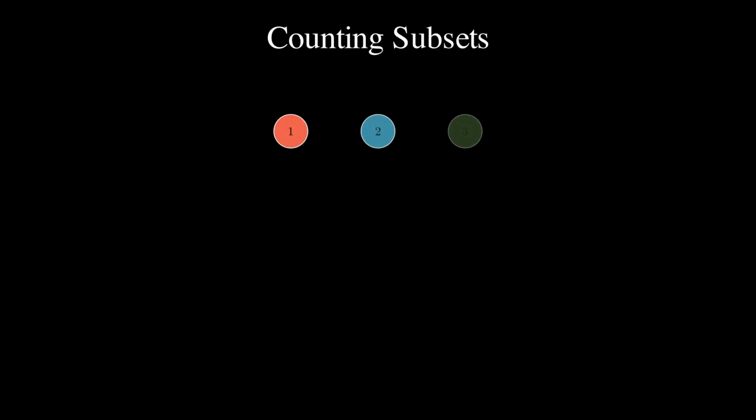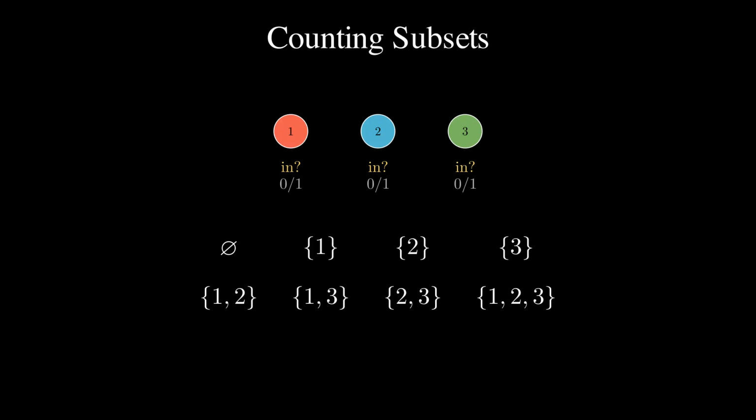Here is a neat application. How many subsets does a set have? Take the set {1, 2, 3}. To build a subset, go through the elements one at a time and make a single yes or no choice. Is this element in or out? That is one binary choice per element, exactly the indicator function from the last video. 3 elements, 2 choices each, so by the counting principle, there are 2 times 2 times 2, 8 subsets, from the empty set up to the whole set. In general, a set with n elements has 2 to the n subsets, 1 indicator bit per element multiplied together.